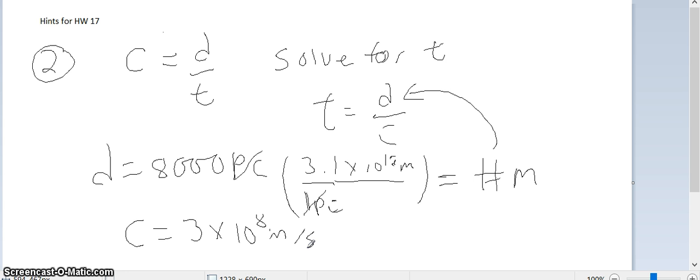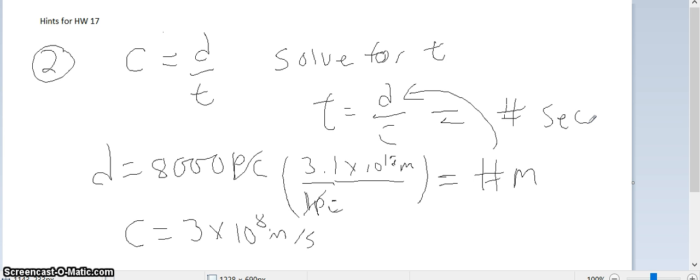Okay, and so what you're going to do is you'll get the answer for time, and that answer is going to come out here. Let me do this over here. The answer will come out in some number of seconds. What you should really do to get a better sense of this, it's going to be some tremendous number of seconds, is convert that number of seconds to years.